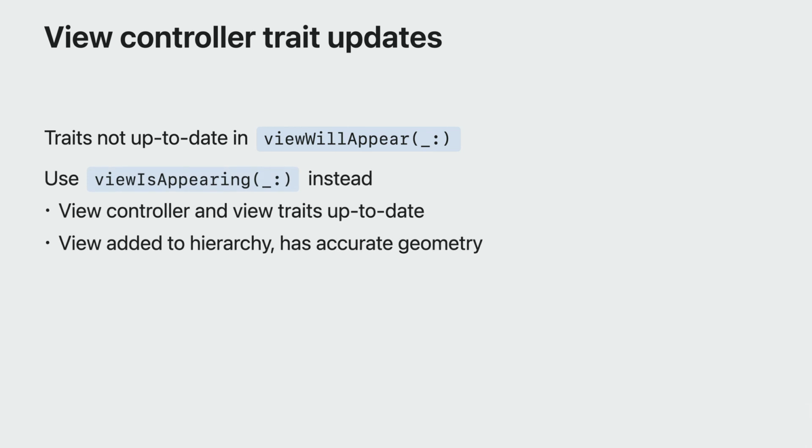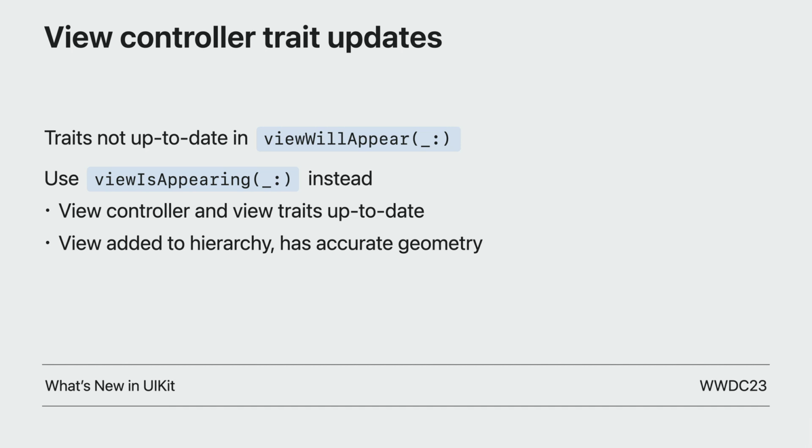There's a new callback named viewIsAppearing that you can use instead. viewIsAppearing is called after viewWillAppear, once the view has been added to the hierarchy and both the view controller and view have up-to-date trait collections. viewIsAppearing is a drop-in replacement for nearly all cases where you're using viewWillAppear today. And the best part is that this new method back deploys all the way to iOS 13. Watch What's New in UIKit to learn more about this new callback and how it fits into the view controller lifecycle.